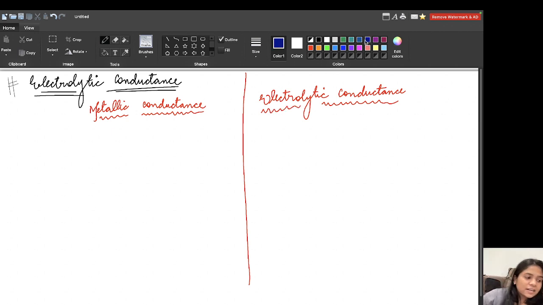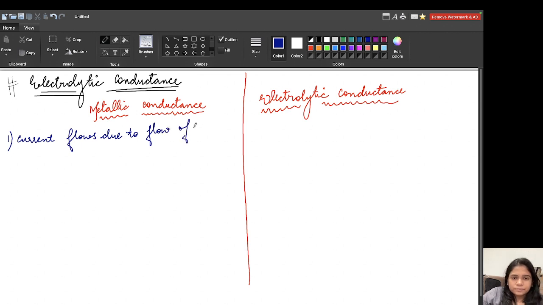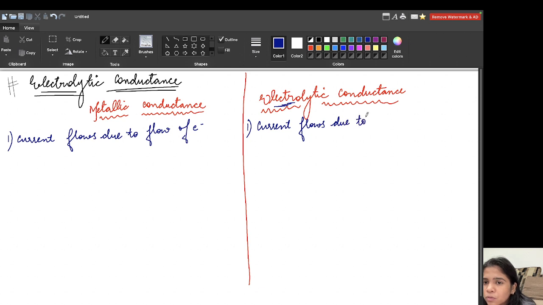Now what is metallic conductance? The current here is flowing due to flow of electrons. And what is electrolytic conductance? You must be remembering electrolytic cells and Daniel cell. Here the current flows due to flow of ions.